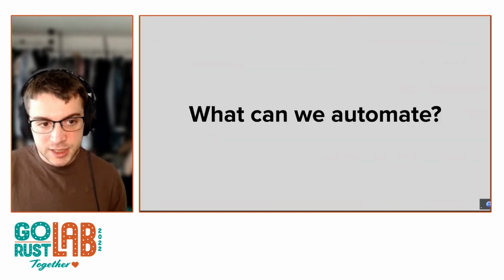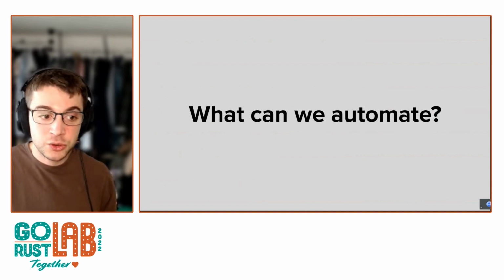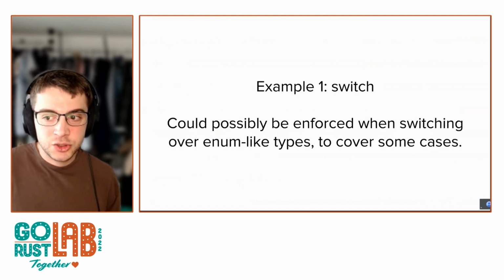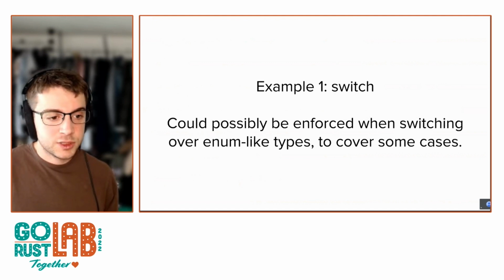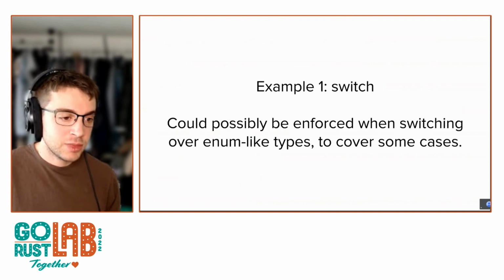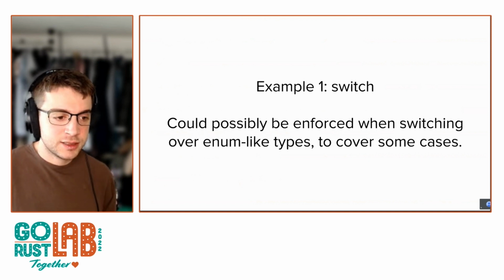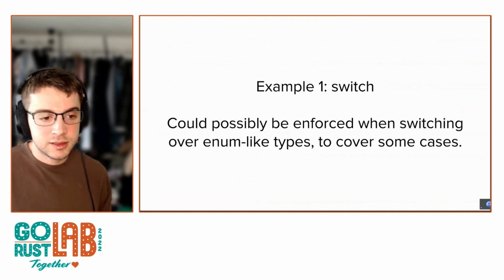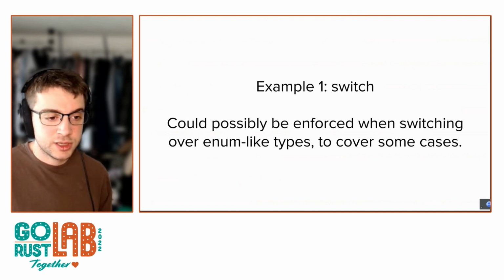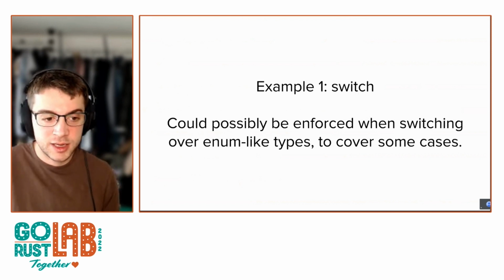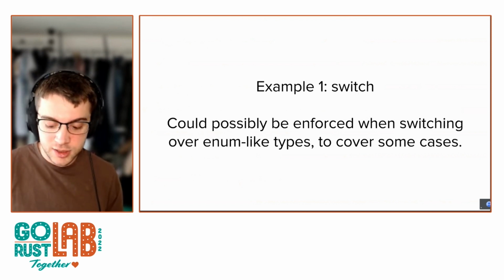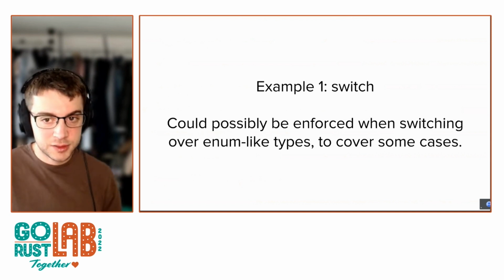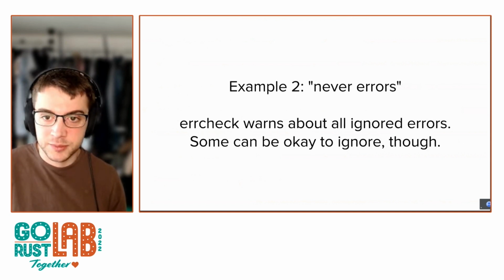So now I've shown you 6 examples, and I want to briefly talk about what we could automate in each one of those. The first one was a switch. You could possibly enforce default switch cases when switching over enum-like types, and I believe some static analysis tools already do this. I would say in most cases this makes sense. In a few cases, it might find false positives, cases where there couldn't be any bug. So I think that's the reason why this is not widespread. But I would like to see some form of this happen more widely.